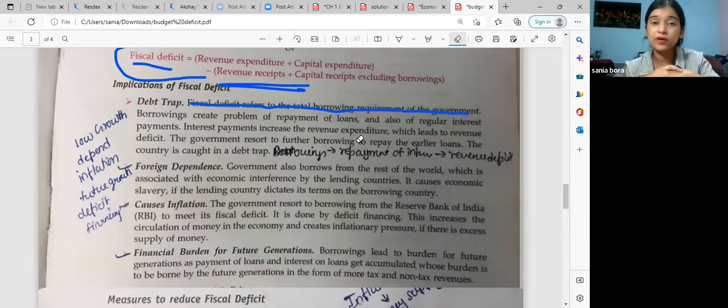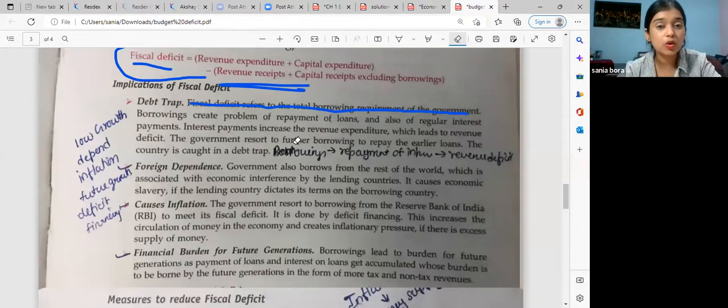Why? Because, for example, I have 100 rupees. I am paying you, but the interest part, from where I'll bring that? That is the add-on, right? So because of that interest, your revenue expenditure is increasing, and because of that, revenue deficit is happening. Okay.